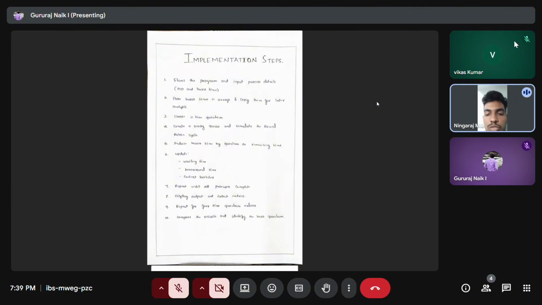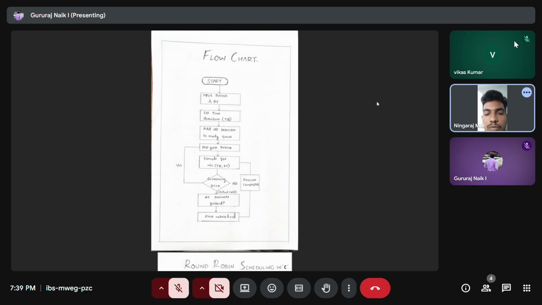Moving on to the flowchart. The flowchart shows how round robin works. All processes enter a ready queue. The first process is taken and given the CPU for one time quantum. If it still has remaining burst time, it goes back to the end of the queue. If it finishes, its turnaround time is recorded. This cycle continues until all processes finish. This explains the circular behavior of round robin.